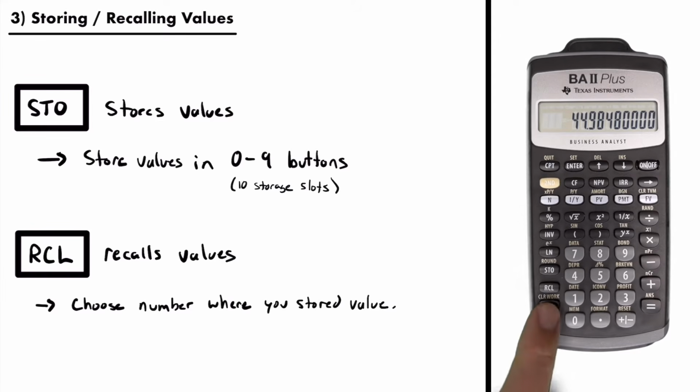Now, if we clear our work and we want to see if it was actually stored, what we can do is try to recall that value using the Recall button. And so what we want to do is hit that Recall button, which is right below the Store button. So I'll hit RCL or Recall, and then we will hit the 7 button, and lo and behold, there is that value that we stored.